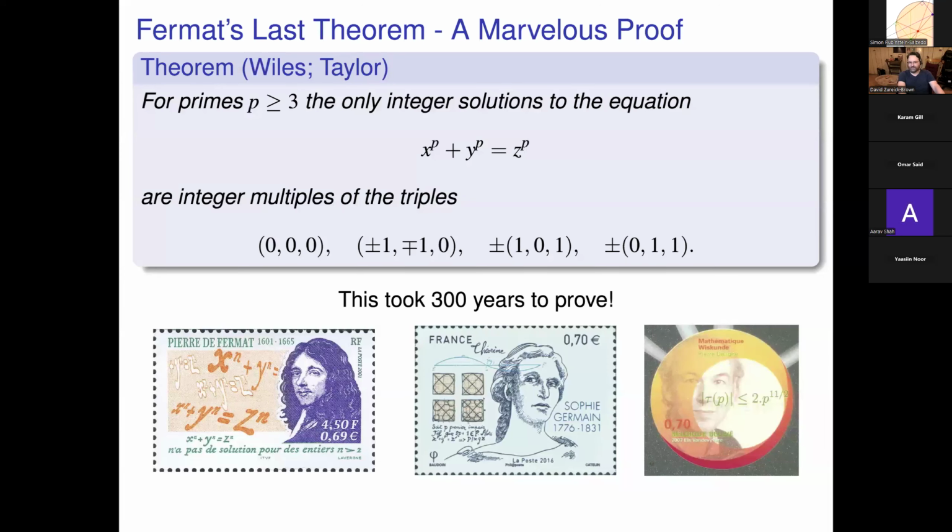Also, fun side question. Here's Fermat, here's more number theory, Sophie Germain, here's Hilbert on a stamp. I was curious how many mathematicians appear on stamps, and there's a website dedicated to that. There are 436 distinct mathematicians that appear on stamps.